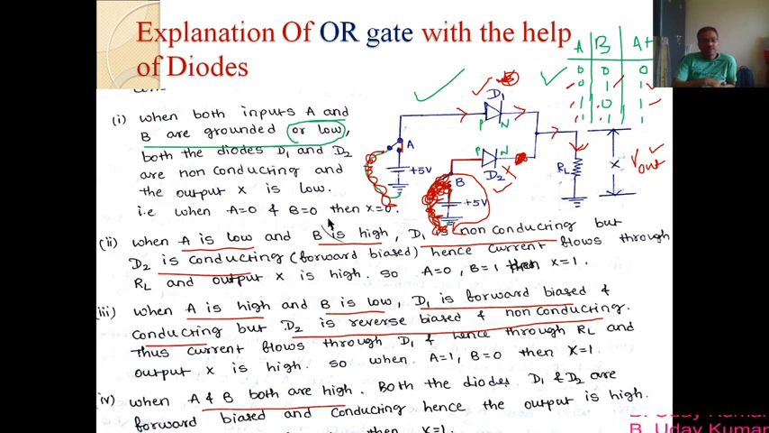I will stop here because of the time factor. In our next video we will try to finish off the two topics which remain in this chapter. Those two topics are nothing but the explanation of AND gate and NOT gate with the help of diodes and transistor, respectively. Okay, that's it.